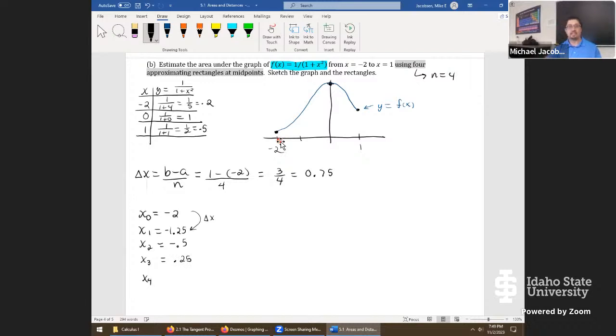And this is the moment of truth. This is the last one, so it had better be 1 exactly. Looks like we're in good shape. Add 0.75 to 0.25, and we get the 1 that we are expecting. So now that we have all these values, we need to put them on the graph.